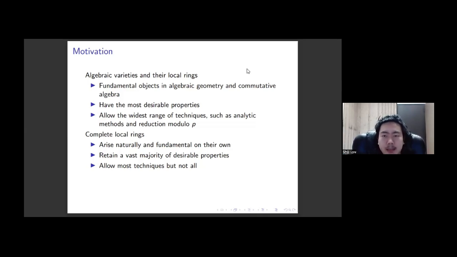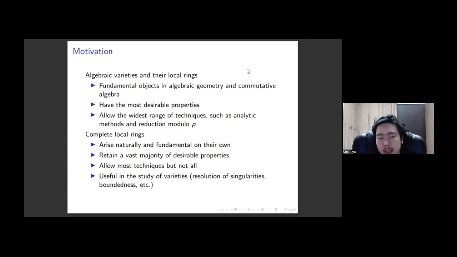So you cannot technically use analytic methods, right, for a complete local ring that has, like, non-convergent power series. You cannot reduce modulo p because you have infinitely many coefficients in your power series ring. But even if you're not interested in that, in the abstract theory of commutative algebra, even if you just want to focus on varieties, the complete local rings are still very useful in the study of varieties.